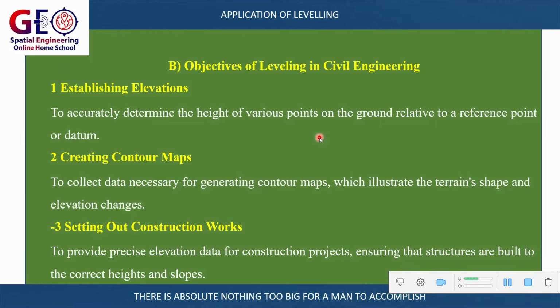Now, the objective of leveling in civil engineering: we have earlier talked about establishing elevations. Elevation is also a synonym of height of a point. It's also a synonym of reduced level or spot height. So we use it to determine the spot height of points on the site. Then when we have obtained the spot heights, we can now realize a contour map. A contour map is very useful.